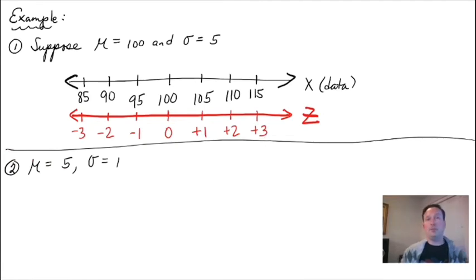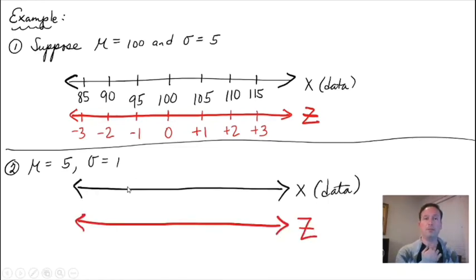Next example. Now, hopefully this is pretty easy, and I'm showing you a second example to make a very important point. So we're going to do this one really quick. Let's suppose another population has an average of 5 and a standard deviation of 1. Let's see if we can set up our two axes. So for the x's, what do we put in the middle? We put the average of 5.